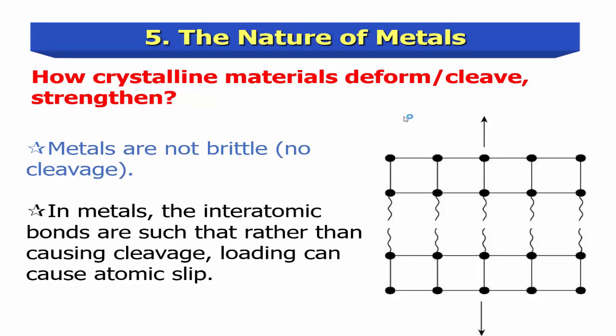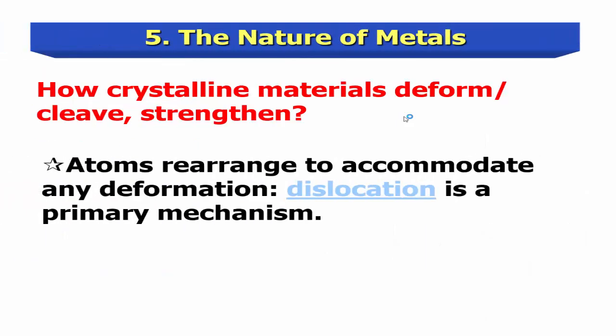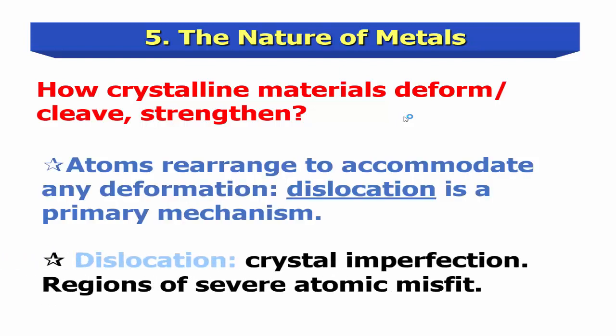So metals are not brittle and there is no cleavage. In metals the interatomic bonds are such that rather than causing cleavage, loading can cause atomic slip, and atoms rearrange to accommodate any deformation. Dislocation is a primary mechanism. Dislocation is the crystal imperfection, and these are the regions of severe atomic misfit.